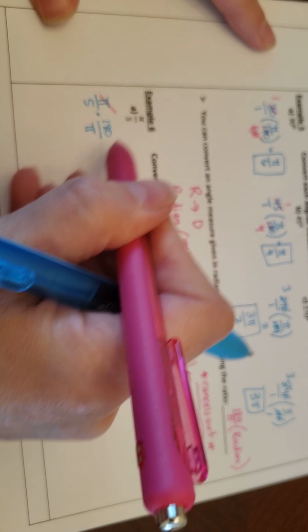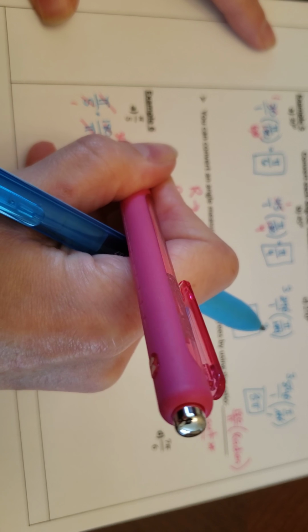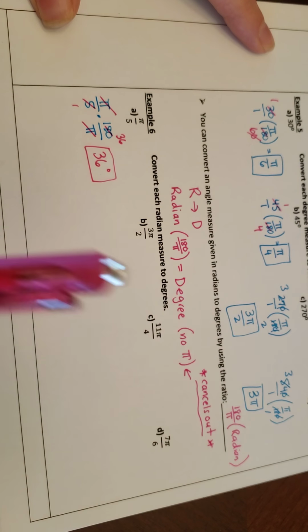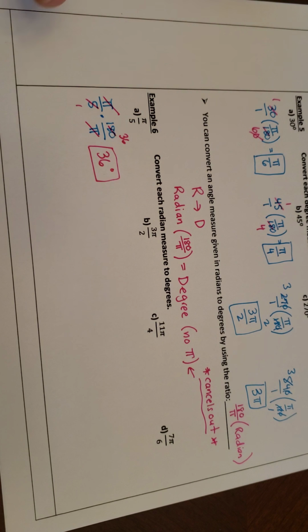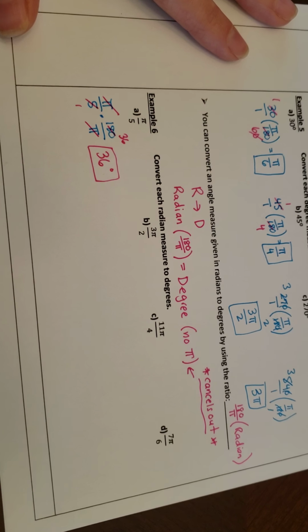So the pi's will cancel and then 5 goes into 180 36 times. So this will be 36 degrees. And please make sure you put the degrees. That's very, very important. Just like the pi is symbolic of the radians, the degrees is symbolic of degrees. So the notation. Now we will do 3 pi over 2.